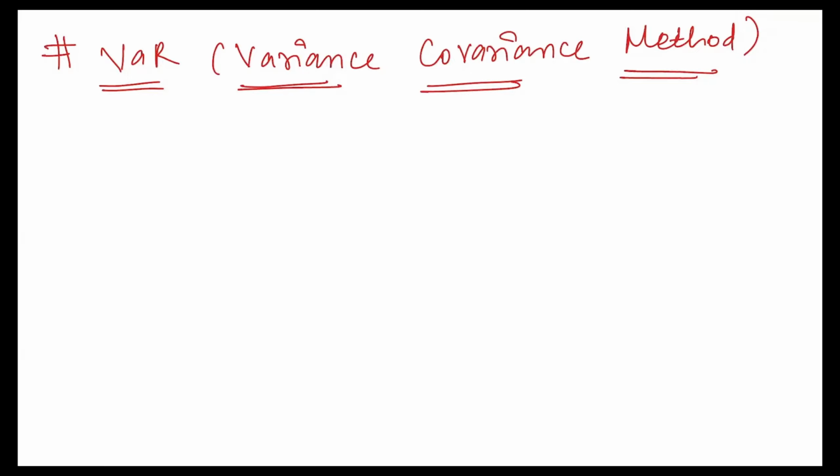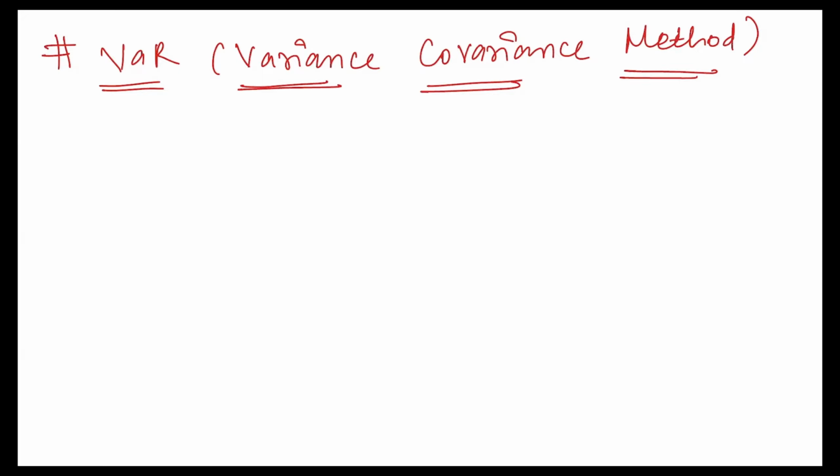So in the initial phase of the video, I'll be talking more about the theoretical parts of what is a variance covariance method, what are the steps which are involved in the variance covariance method for calculating value at risk, and then we will be implementing the same steps in the Excel implementation.